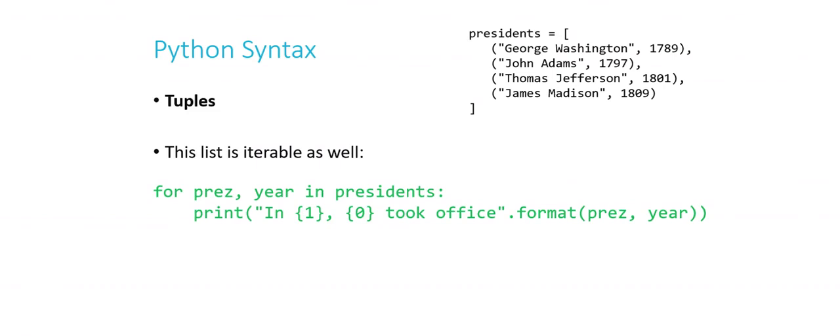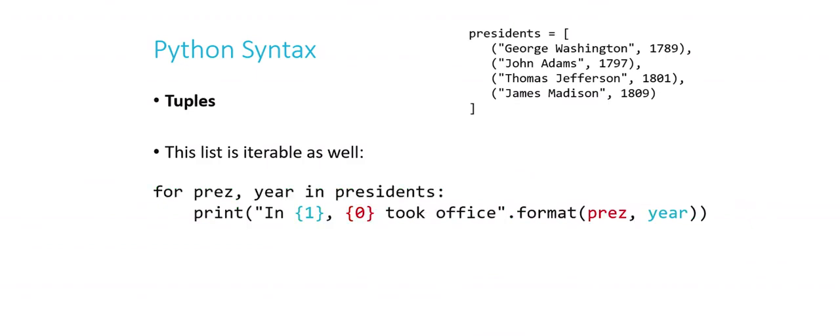Then I'm doing something weird. Print, open parenthesis, in curly brackets 1, curly brackets 0 took office, dot format pres year. What is happening? This is just how the print function in Python does what printf does in C. Instead of using %s or %c or %d, those format specifiers that we're used to from C, here we use the dot format method, which we'll talk about again in just a moment, at the end of the print function.